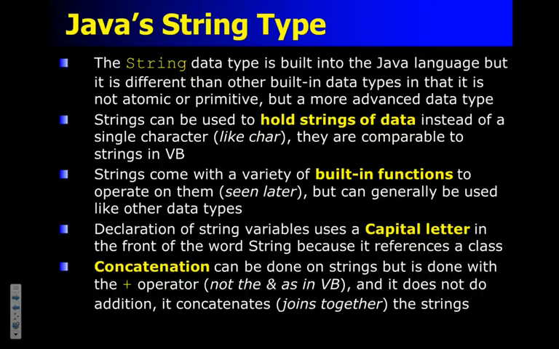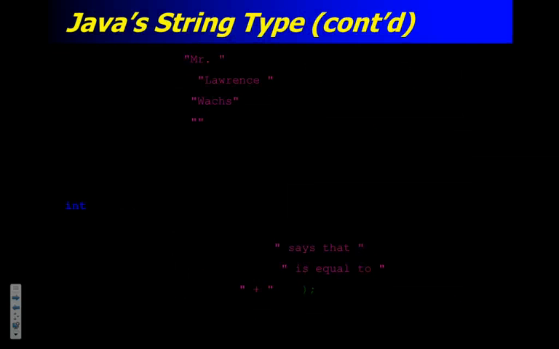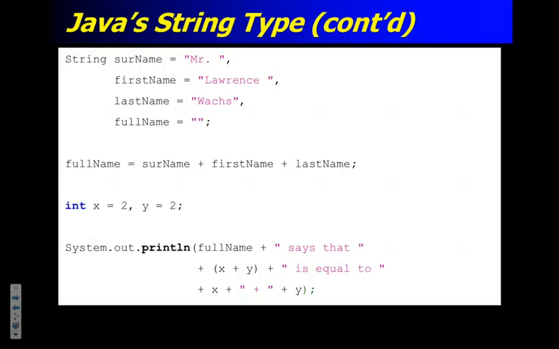You can join strings together using the addition operator, or in other words, you can concatenate two strings together to join them so that it becomes one string. And here's an example of that. We're not going to key this in. But here's some strings: surname, first name, last name, full name, right? Each one holds a value. And what I can do is I can say full name equals surname plus first name plus last name.